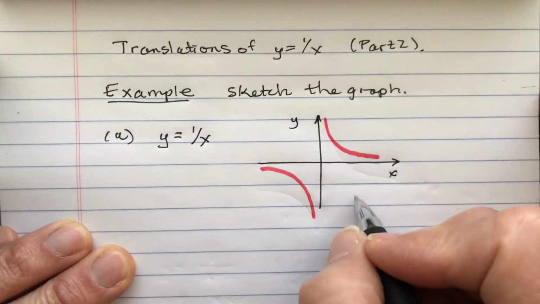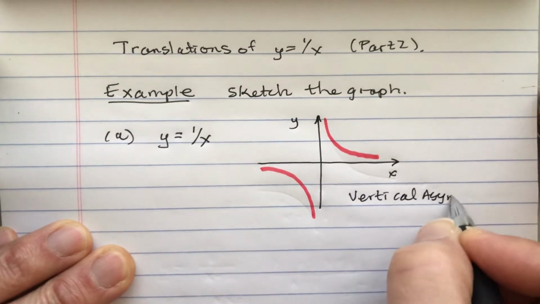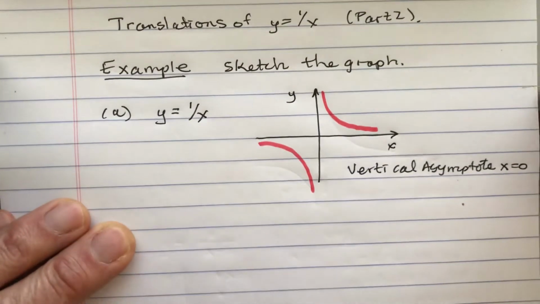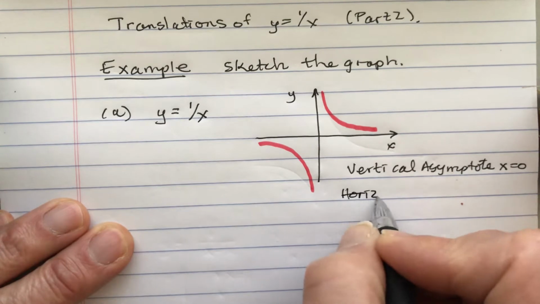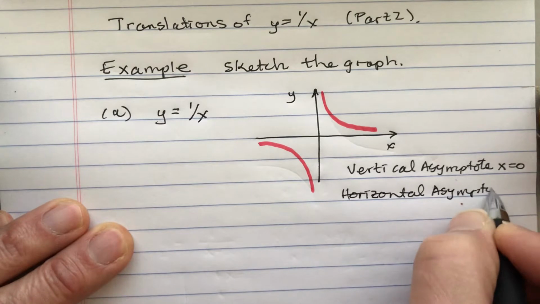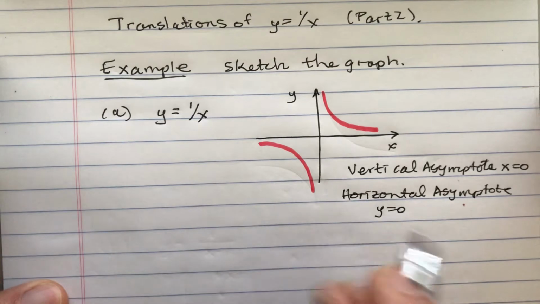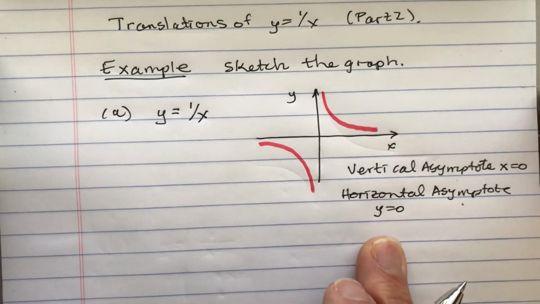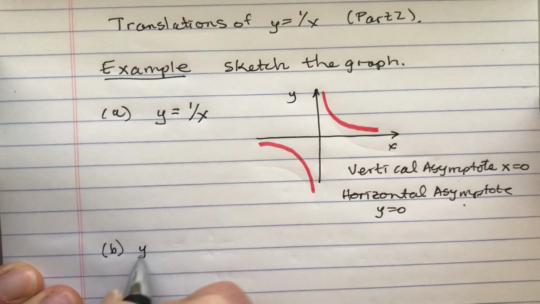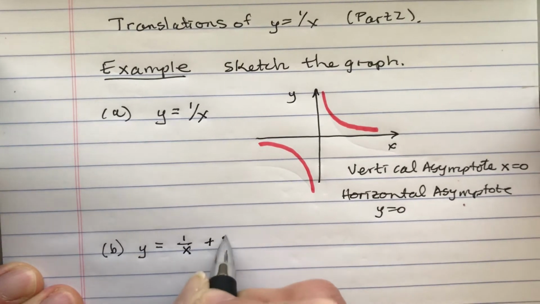Okay, so one thing we see is that there's a vertical asymptote which is x equals 0, and there's a horizontal asymptote which is y equals 0. Okay, so y equals 0 is the x-axis. But now what we're going to do is look at this graph, 1 over x, the whole thing plus 2.